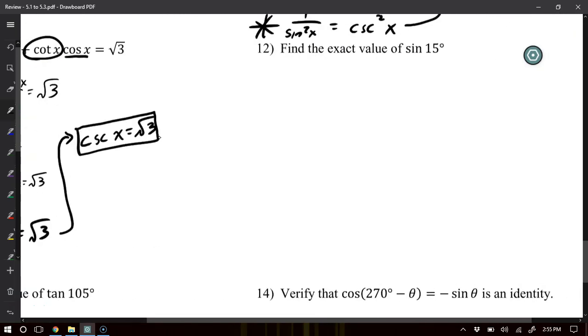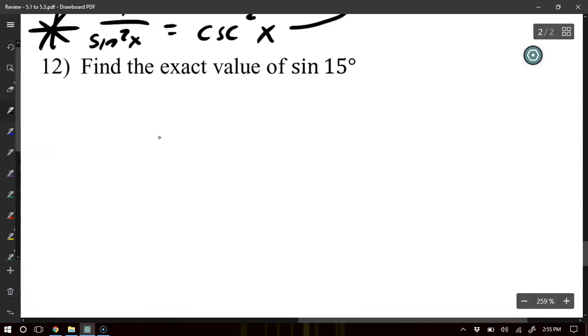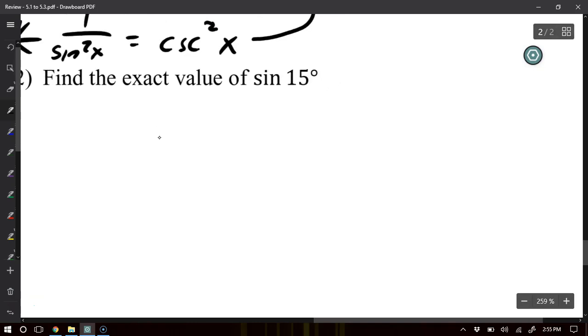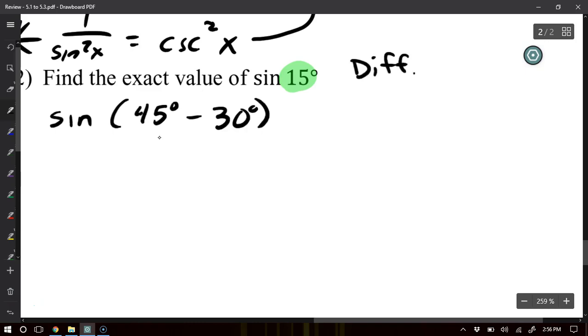Number 12. This is a sum and difference formula. 15 degrees is not in our trig chart, so I need to figure out how to create 15 degrees. I do that by taking, at least I would take, 45 degrees and subtract 30 degrees. And so this is a difference formula for sines. For sines, I do sine, cosine, cosine, sine. And when you have the formula for the difference of sines, whatever the sign is in between them stays the same.